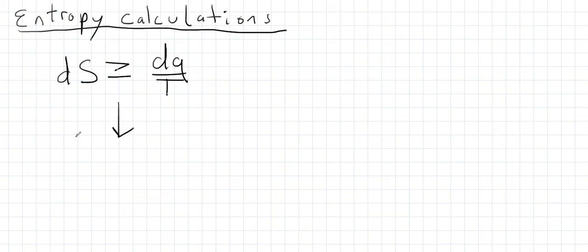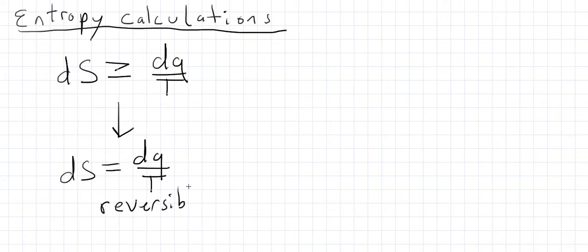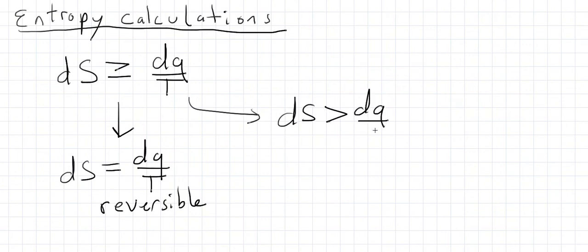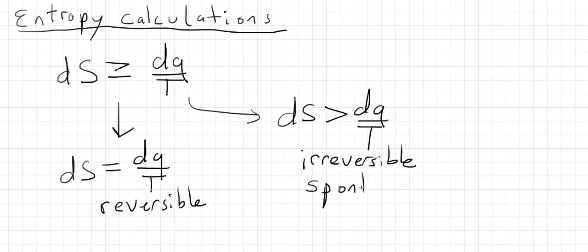And we can actually break this down into two statements. Since it's a greater than or equal to, we can say that the entropy change of a system is equal to the heat flow into the system divided by temperature for a reversible change. Or we can say that the entropy change of a system is greater than the heat flow into a system divided by the temperature for an irreversible change. And an irreversible change is one that is spontaneous.